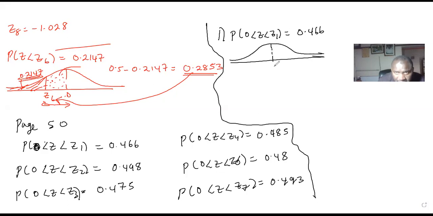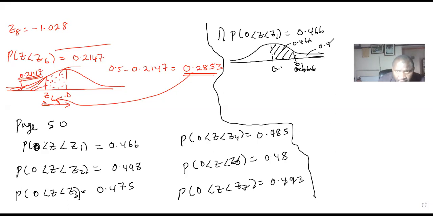When you sketch, this is 0. This is 0. This is 0.466. Okay? It means this is the region we have read. If this is Z, what? Z1. So this is 0.466. There is a 2 there, which is the balance, 0.4.